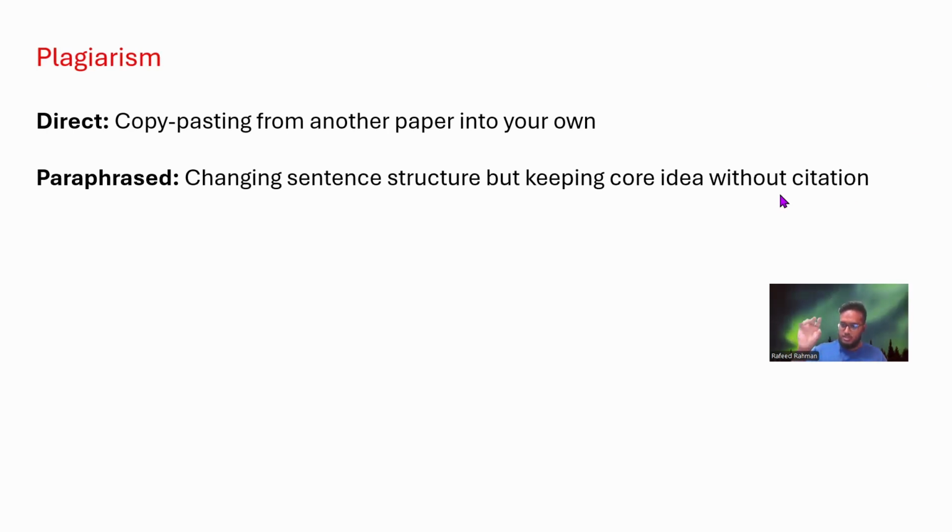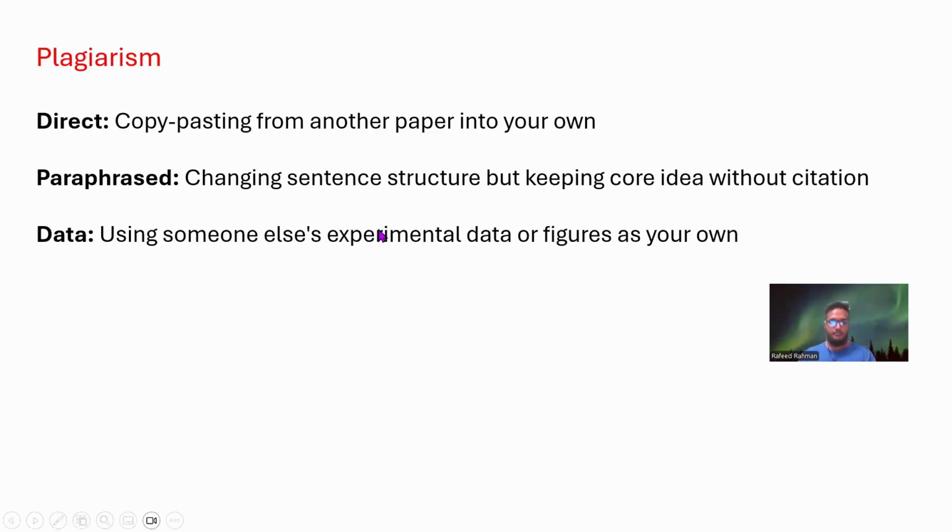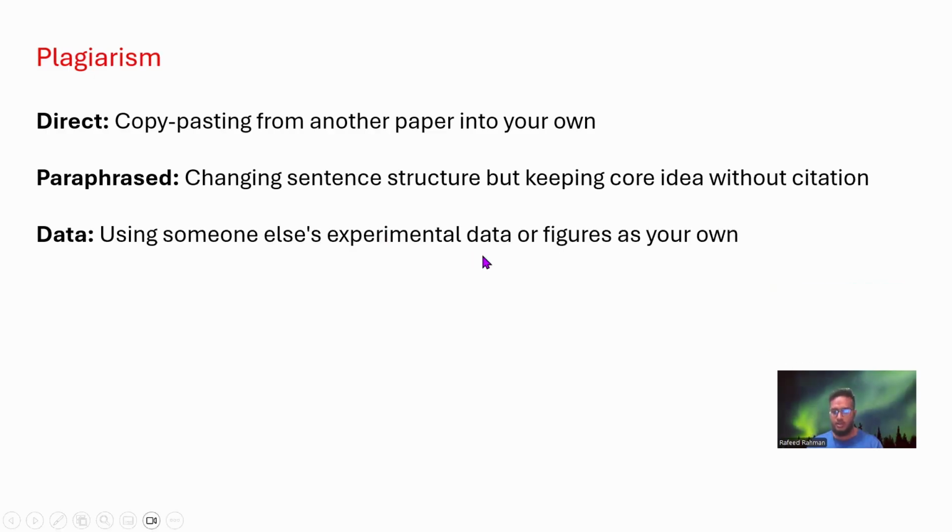If you cite the actual paper so that people know that this idea is actually from that cited paper, that is okay. But if you are not citing, and if you are explaining some idea which is actually already published in a paper before, then that is plagiarism. Next thing is data. If you are using someone else's experimental data or figures as your own without giving them proper credit, citation, etc., that is plagiarism.